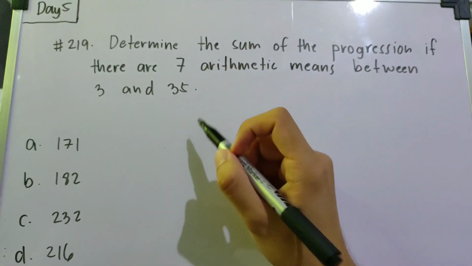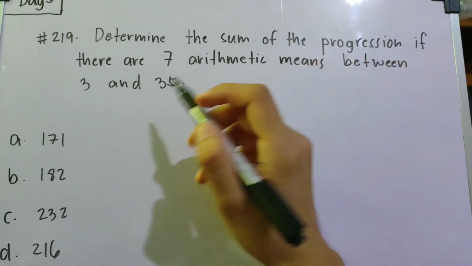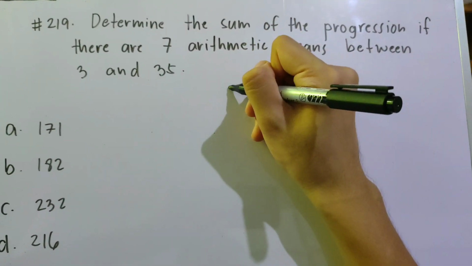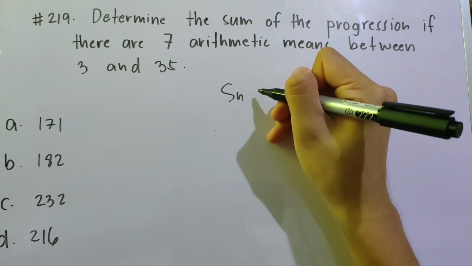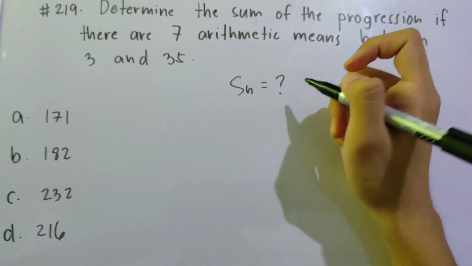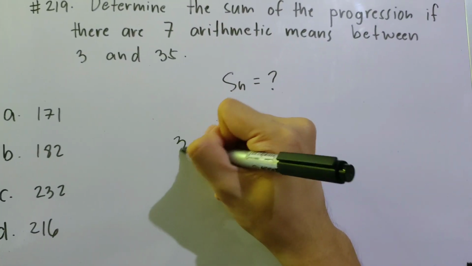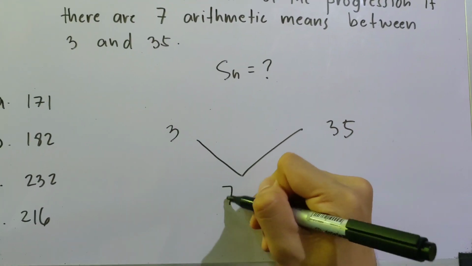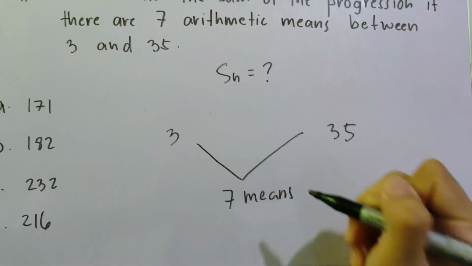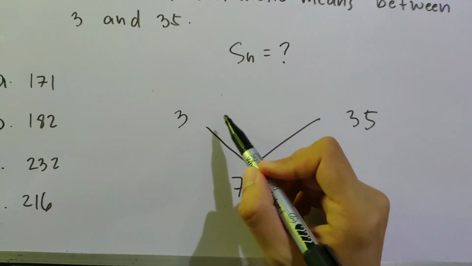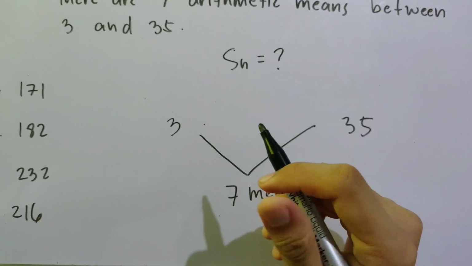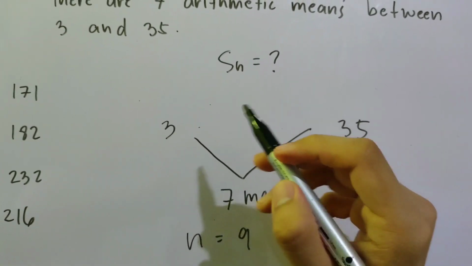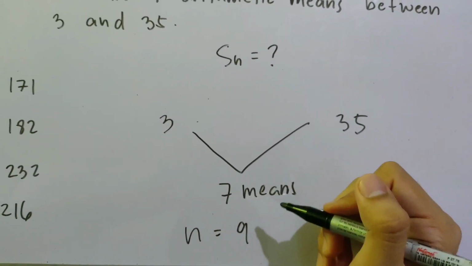Number 219. Determine the sum of the progression if there are 7 arithmetic means between 3 and 35. So, ang hinahanap natin ay yung SN. At given tayo ng dalawang terms, which is 3 and 35. Tapos sabi niya, meron daw tayong 7 arithmetic means. 7 means. So, ibig sabihin, kapag meron tayong 7 means dito, meron tayong 7 terms sa pagitan nila, malalaman natin na yung number of terms natin ay 9. Kasi, yung dalawang terms sa gilid plus yung 7 arithmetic means natin.